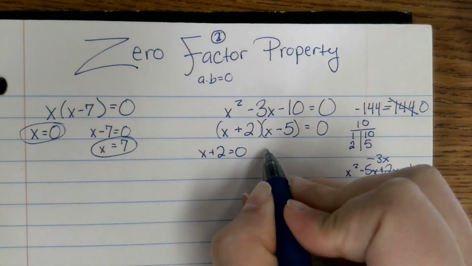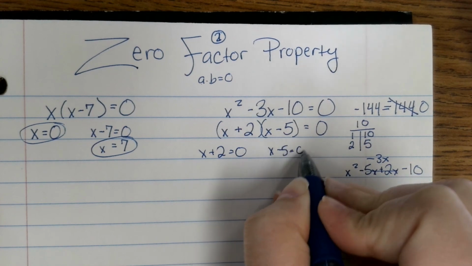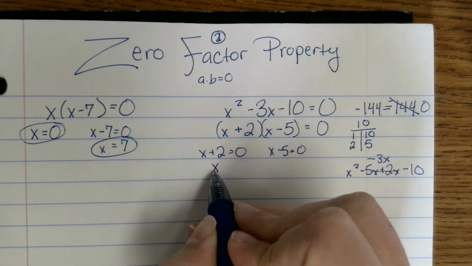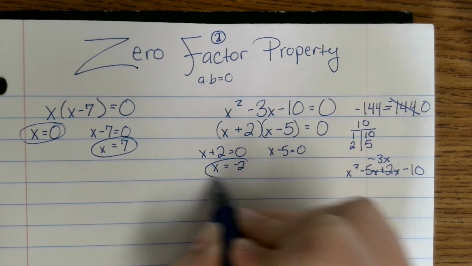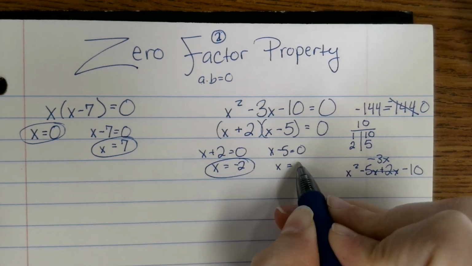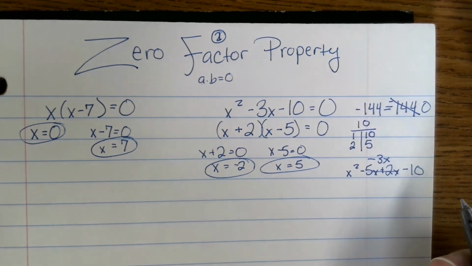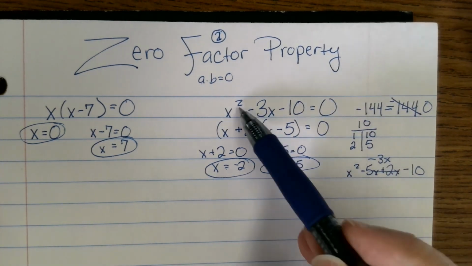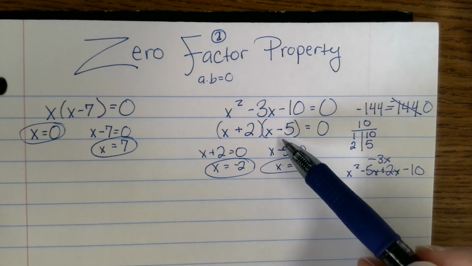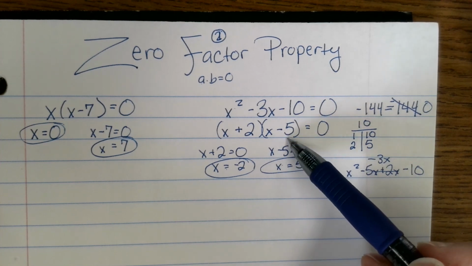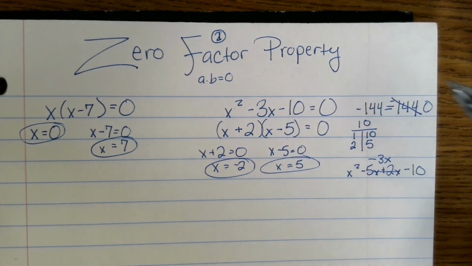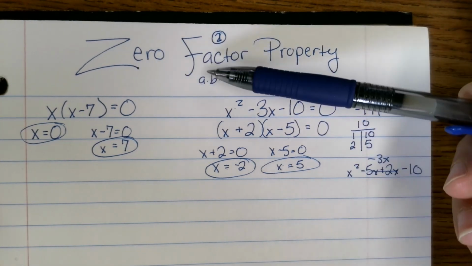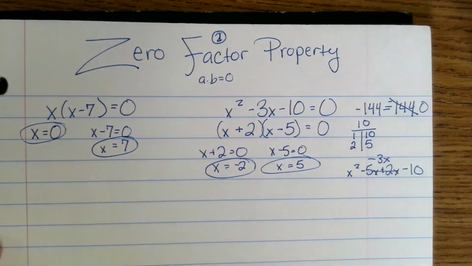Equal to 0. Equal to 0. Either A or B has to equal 0. Now I have x equals negative 2 or x equals positive 5. And I'm done. I have found the two choices for the x's that I have. I had my factors and I started out with a 0. So whenever you need to solve these, you just need to make sure you have your zeros, your factors, and then you can solve your equation.